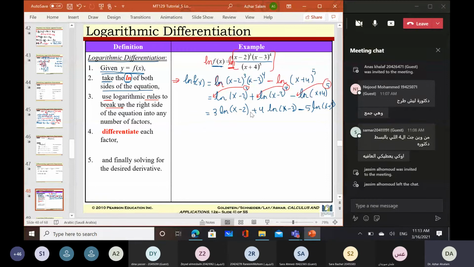Simplify it to the simplest form possible. The next step is to differentiate each factor. Okay, I will differentiate both sides. The next step is differentiating both sides. Now I will differentiate both sides, d by dx of both sides.